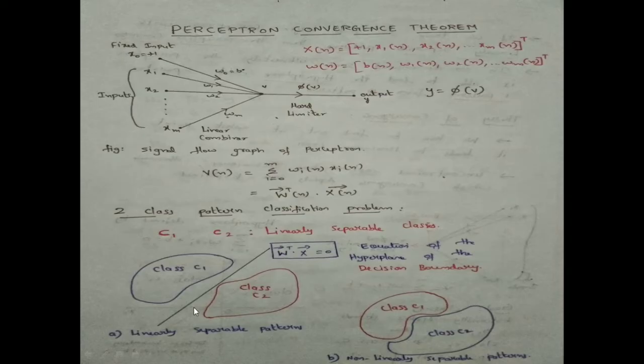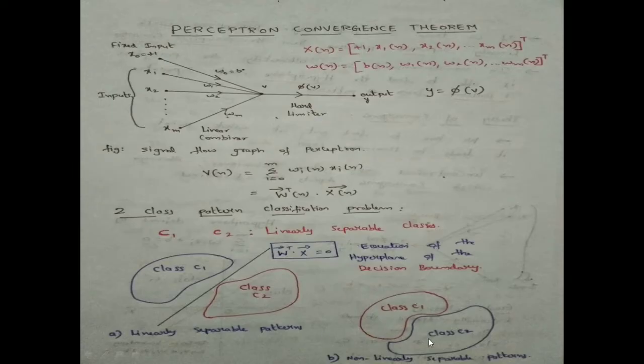So the decision boundary should lie at the value v equal to 0. So what is the value of v here? W transpose of n into x of n. So this value should be equal to 0. That is, the equation of the hyperplane of the decision boundary must be equal to 0. So that is the reason we have represented this hyperplane with w transpose into x is equal to 0.